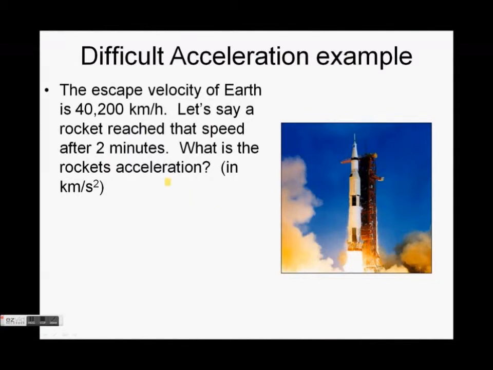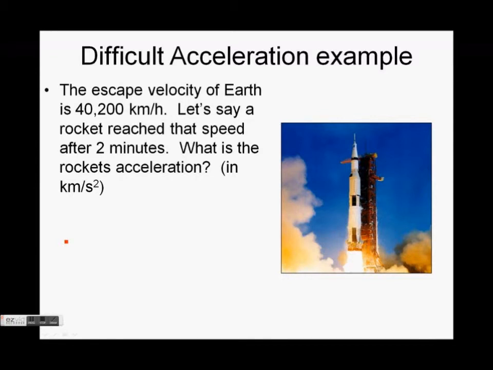Okay. Let's do one last example of acceleration, a little more difficult one. So hopefully you have your calculators ready to do this. The escape velocity of Earth is 40,200 kilometers per hour. What that means is if you are in a rocket and you are trying to get away from the Earth's gravity, you have to be going at least 40,200 kilometers per hour. Otherwise, Earth's gravity will pull you back in.